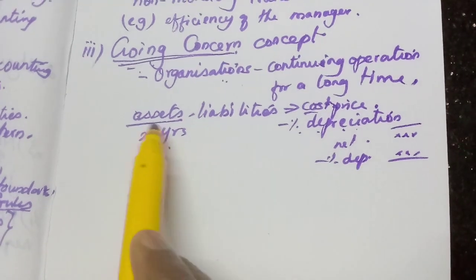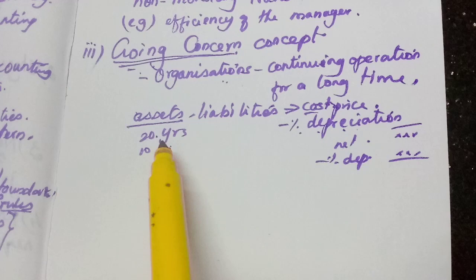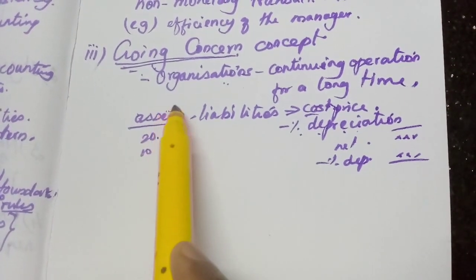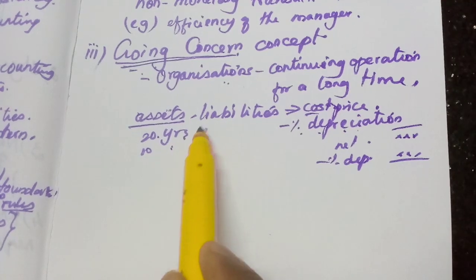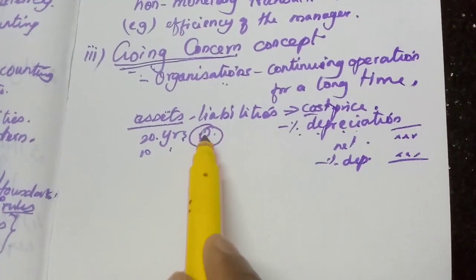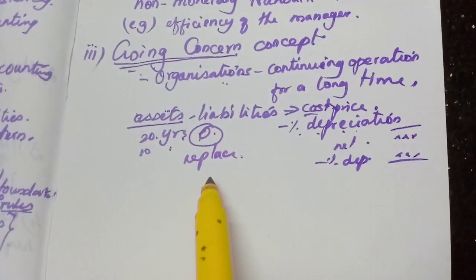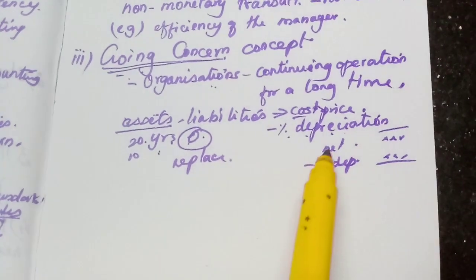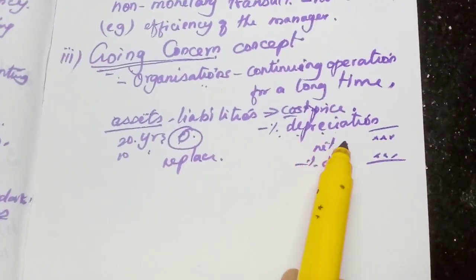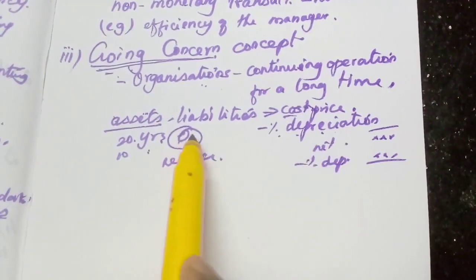What does it mean? We are going to run this organization for more than these years. So after the completion of these years, this asset's value will become 0. So what do they have to do? They have to replace this asset and purchase another asset. For that, they have to reduce one amount. This amount will be saved in another plan, and that amount will be used to replace this machine.